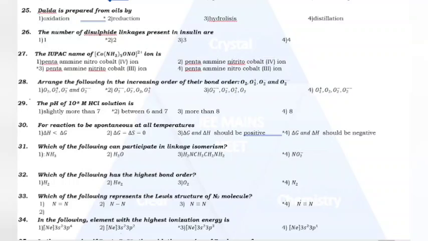Next, 26. The number of disulfide linkages present in insulin. It's a theory bit. Insulin contains two disulfide linkages, hence the answer is 2.